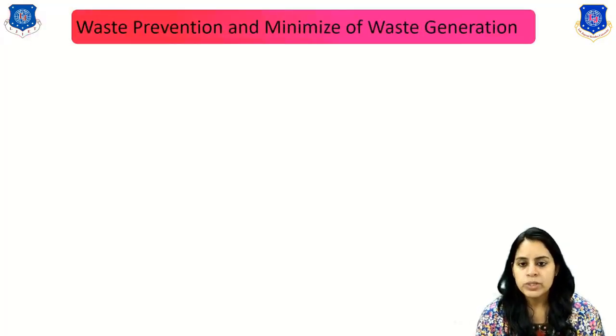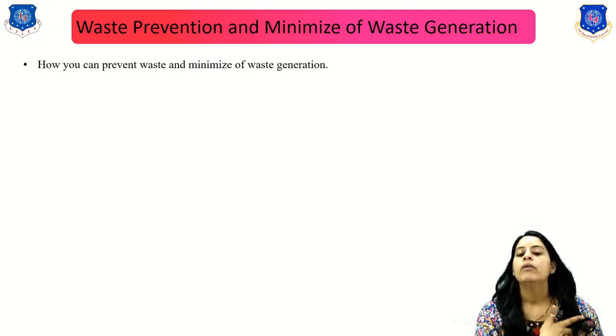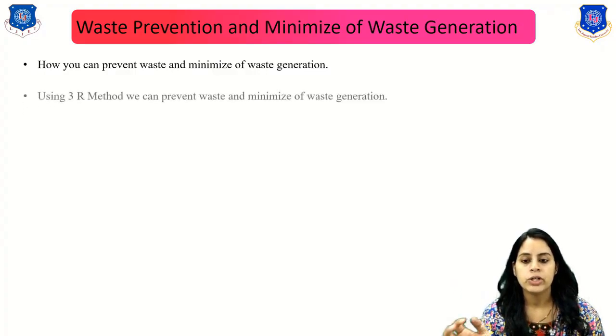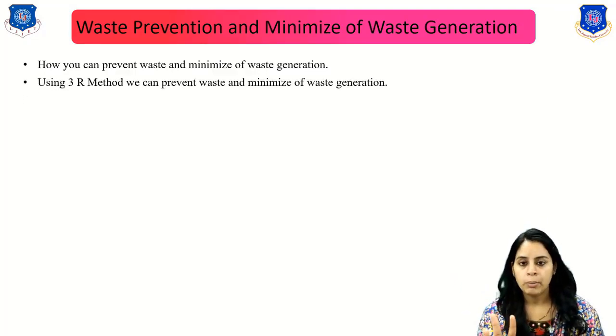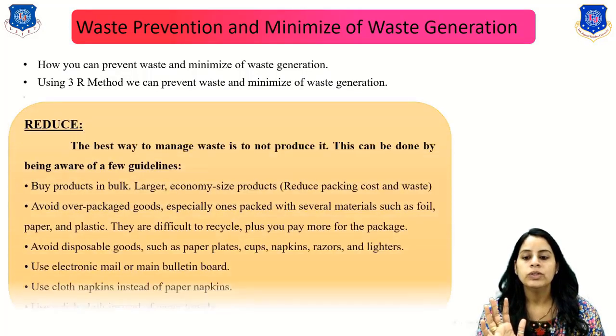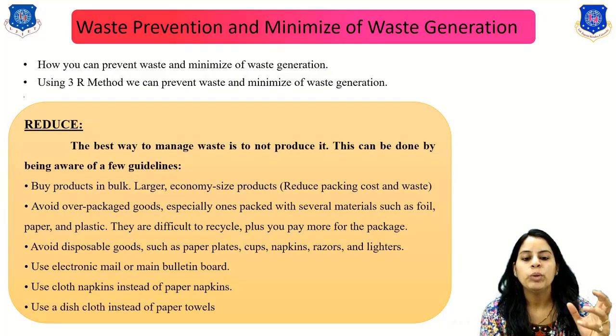Now, the next topic, which is waste prevention and minimization of waste generation. Okay, so how can we prevent waste and how can we minimize waste generation? For that, we are using the 3R method. We can prevent waste and minimize waste generation, right? So basically, the first one is reduce. Okay, so it is the best way to manage waste.